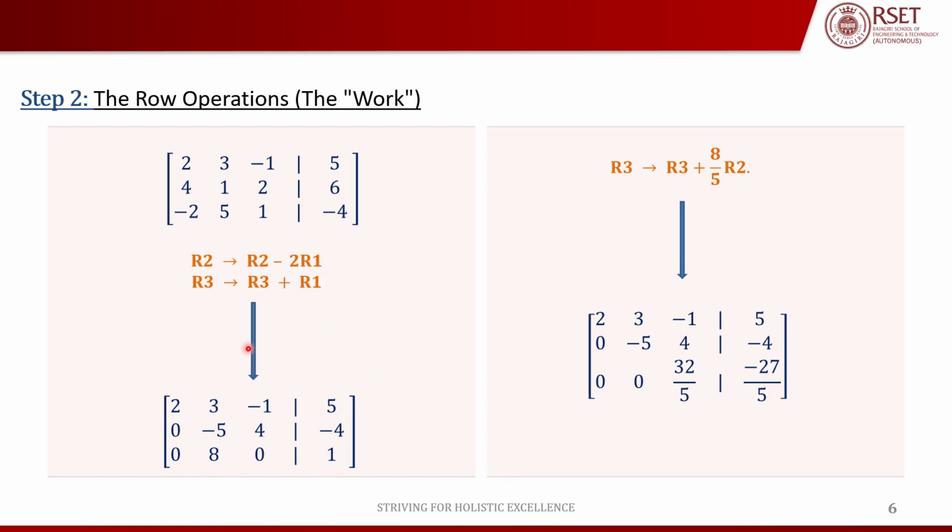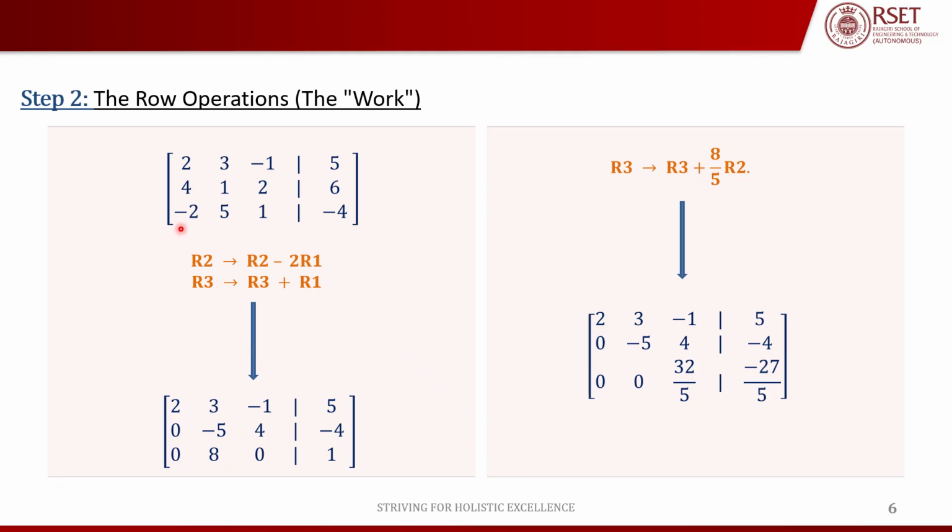So how can you do that? In R2 we get 4, that is 4 minus 2 into 2, that is 0. Writing it 0. And 1 minus 2 into 5, that is minus 9. And 2 minus 2 into minus 1, that is, we are getting a 4 here. And 6, we are also doing it for this column also. That is 6 minus 2 into 5, so we are getting a minus 4.